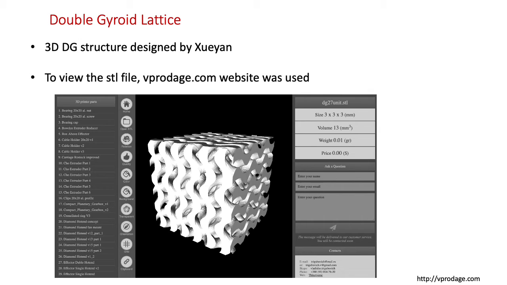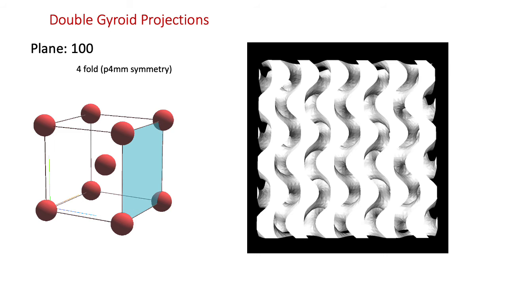And in order to view the 3D structures that were designed by Shuyan, I used the vProject website, which allows me to rotate the 3D structure, change colors, and many other options. For the double gyroid structure, I'll be presenting three planes. First one is 100 and 110 and 111 plane.